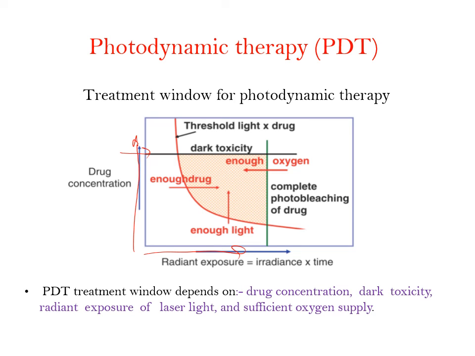And also there should be enough oxygen. If the oxygen is short, the singlet oxygen, or the cytotoxic elements that are produced, will not be enough to cause cell death. So the treatment window is a window for optimal application of photodynamic therapy. This depends on drug concentration, dark toxicity, radiant exposure of laser light, and sufficient oxygen supply.